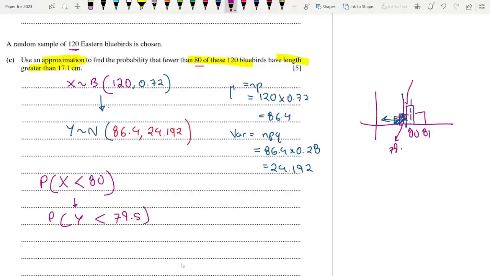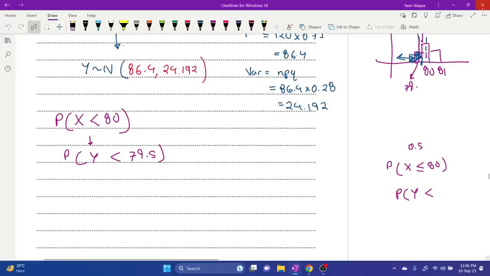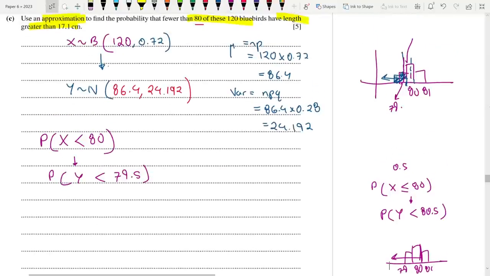This thing is called the correction factor, where we convert a binomial distribution to a normal one. You have to ensure that you apply the correction factor of 0.5. So if it was at most 80, it would have been X less than or equal to 80, and at that point it would be P(Y < 80.5). So you have to apply this factor. Why 80.5? Because 80 would have been included, so it would start from here. So there are 4 variations in total.